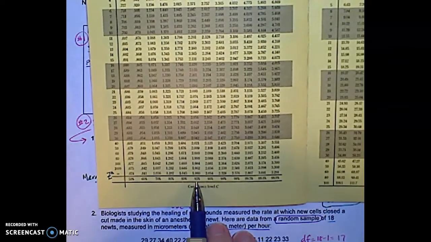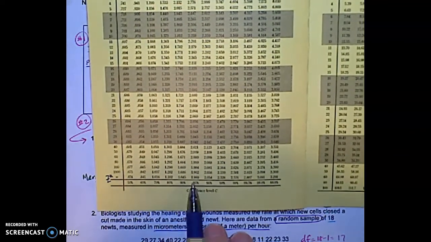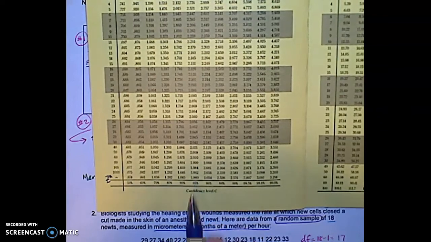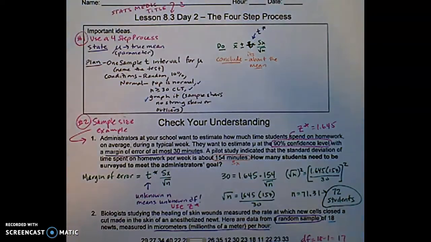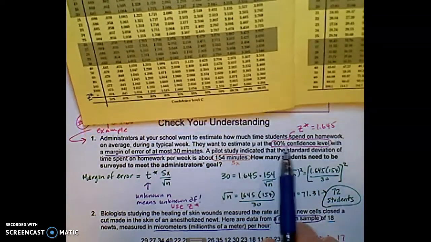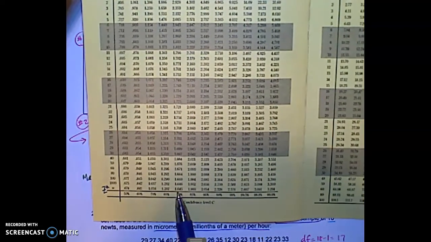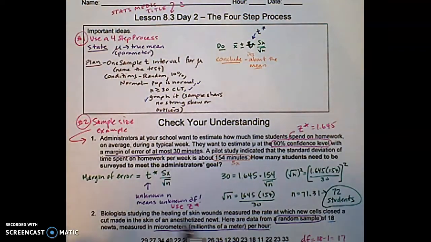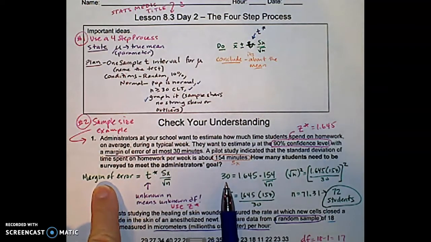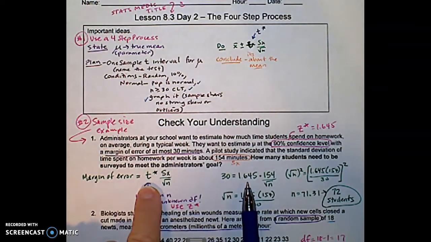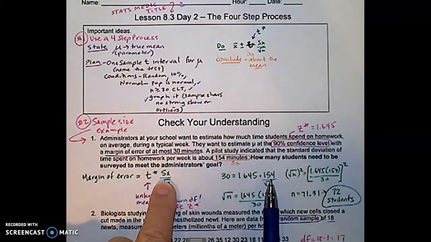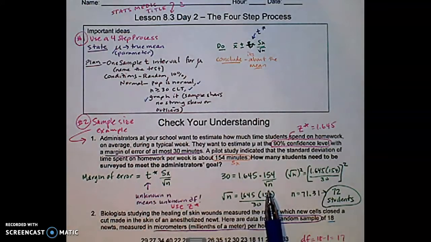For a 95% confidence level, the z score would be 1.96. Maybe you have that memorized already. Whoop, not 1.96, sorry, wait a minute. This is a 90% confidence level. I knew that one, right? 1.645 is what we want to use. So our margin of error is 30 equals z star 1.645 times my standard deviation 154 divided by square root of n. It's n that I'm trying to find here.